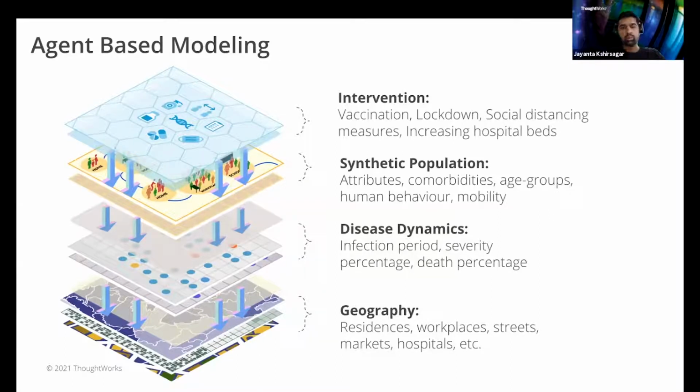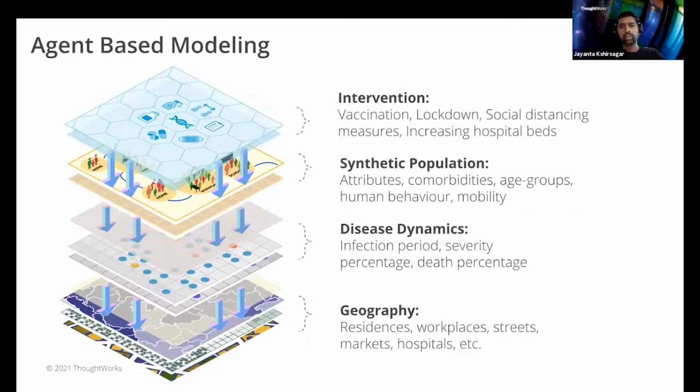Then one of the most important aspects comes into the picture, which is synthetic population. As we spoke earlier, all of these viruses interact with every individual human differently, and these would be characteristics of every individual human. Might be because of blood group, comorbidities, age group, their mobility patterns, how they behave, and then even human behavior comes into the picture. So that layer can be briefly captured as synthetic population. We'll revisit the concept of what makes the population synthetic.